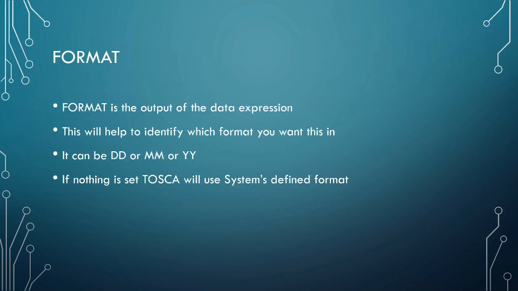Okay, then the format. To let TOSCA know which format you are trying to use, we will enter the format. It can be DD, it can be MM, or it can be YY as per your input. But if you have not mentioned anything, keep that square bracket empty, so that TOSCA will take the system's defined format. Correct? Got my point? Okay, so now we will see an example of how to use this.